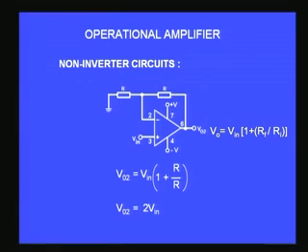Now I go to the second configuration in the superposition, where I ground the inverting signal input and apply the input only to the non-inverting input. Then what happens?